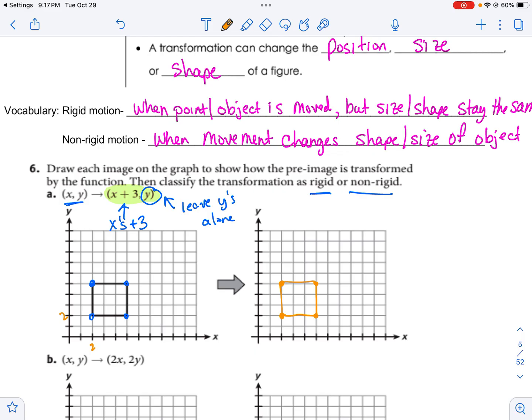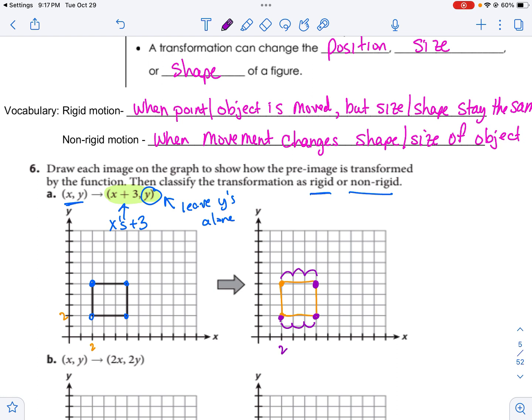Now I want to take every single one of those X values and add 3 to it. Here my X value is 2. If I add 3, I can just move it 1, 2, 3, and my new X value goes there. I'm not changing my Y's, so it doesn't go up and it doesn't go down. I'm going to do the same thing with this X value down here in the bottom corner. I'm going to add 3, 1, 2, 3, so it moves to there.